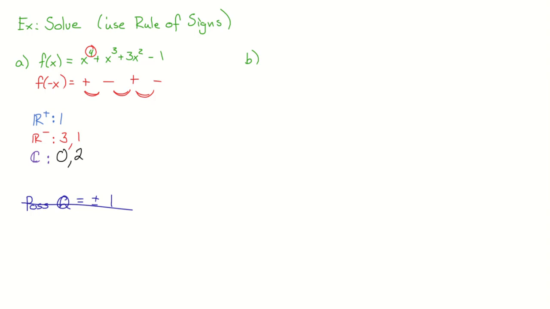All right, so here we go on B. I want us to solve using the rule of signs all the same. G of x is equal to x cubed minus 3x squared plus 7x minus 5.